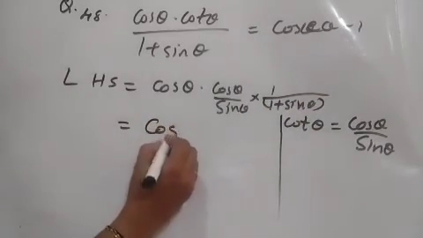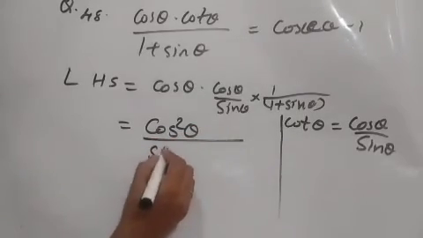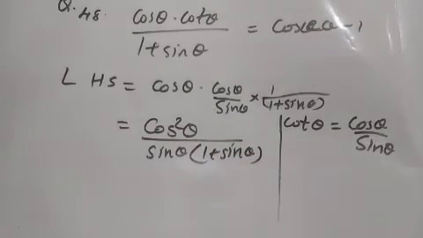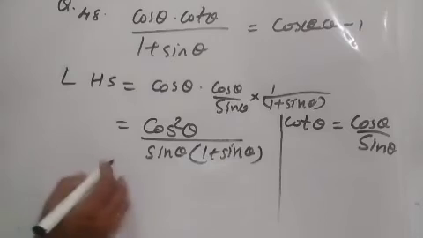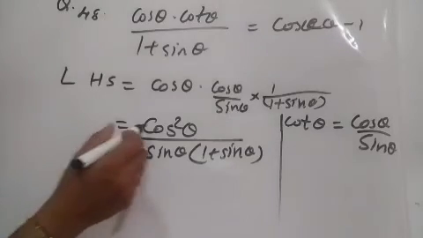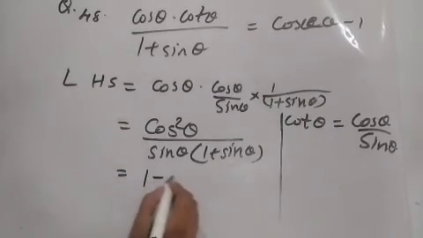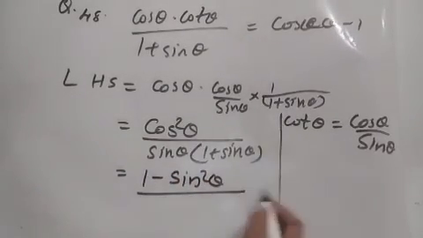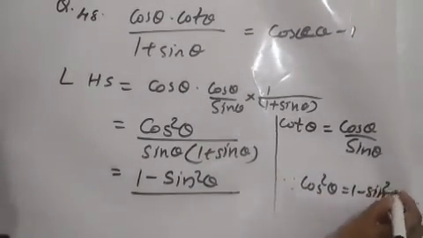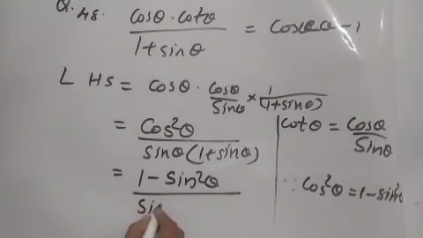That is cos theta into cos theta is cos square theta. And sin theta into the denominator is 1 plus sin theta here. So one more term in the denominator, that is sin theta. Now we have to change it to cosec theta minus 1, no? That is on the RHS. So to get that, we have to convert cos square in terms of sin theta. What is the relation between cos square and sin square? Yes, cos square theta is equal to 1 minus sin square theta. So replace cos square theta as 1 minus sin square theta, and the denominator is same.